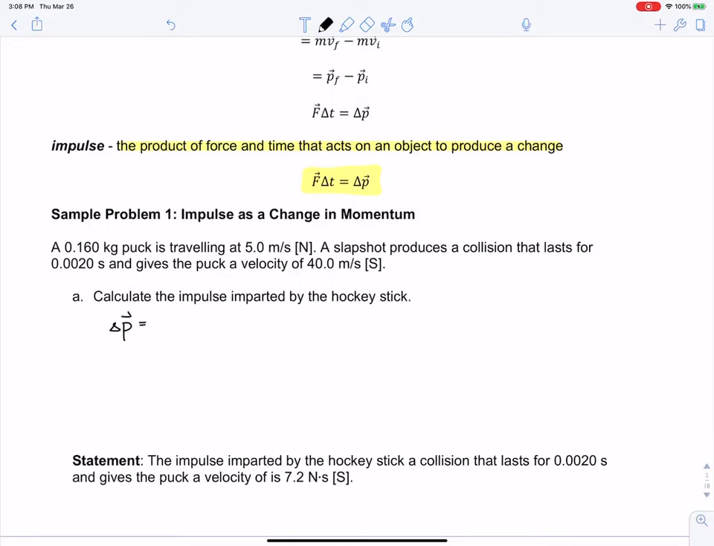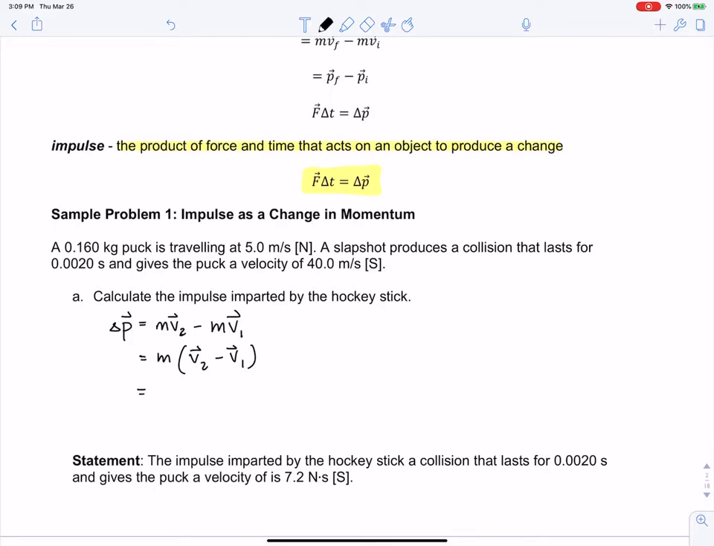The change in momentum is mv2 minus mv1. We can factor this out. Not necessary, but it makes it a little cleaner. So it's m times (v2 minus v1).